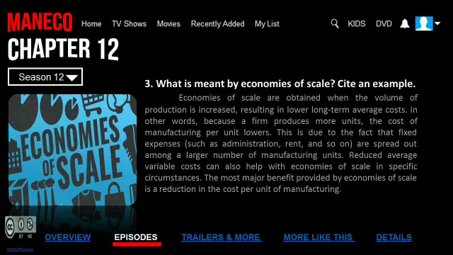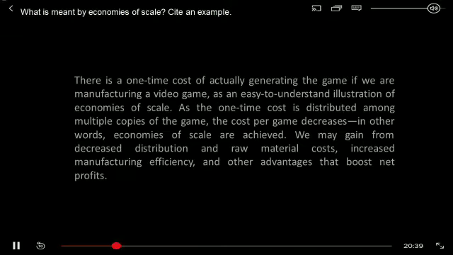Reduced average variable costs can also help with the economies of scale in specific circumstances. The major benefit provided by economies of scale is a reduction in the cost per unit of manufacturing. There is a one-time cost of actually generating the game if we are manufacturing a big game. So for example, as an easy-to-understand illustration of economies of scale.